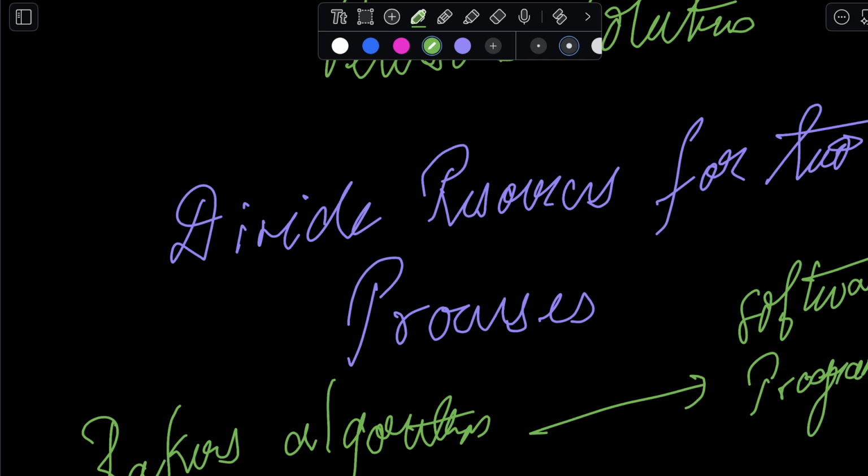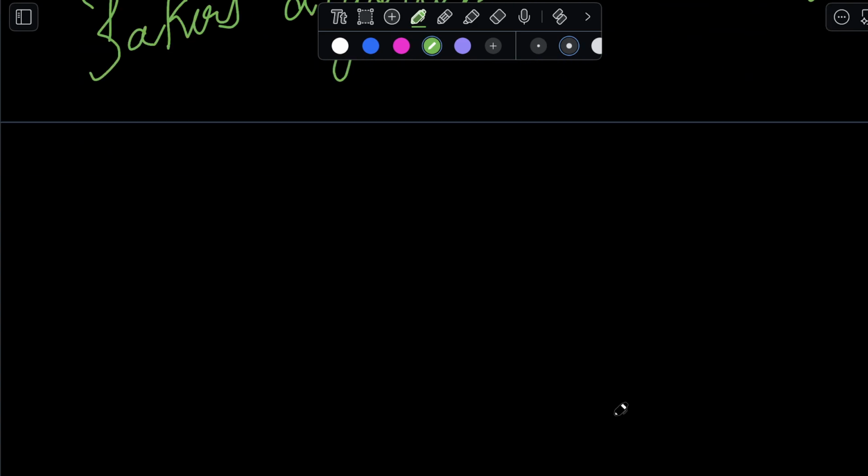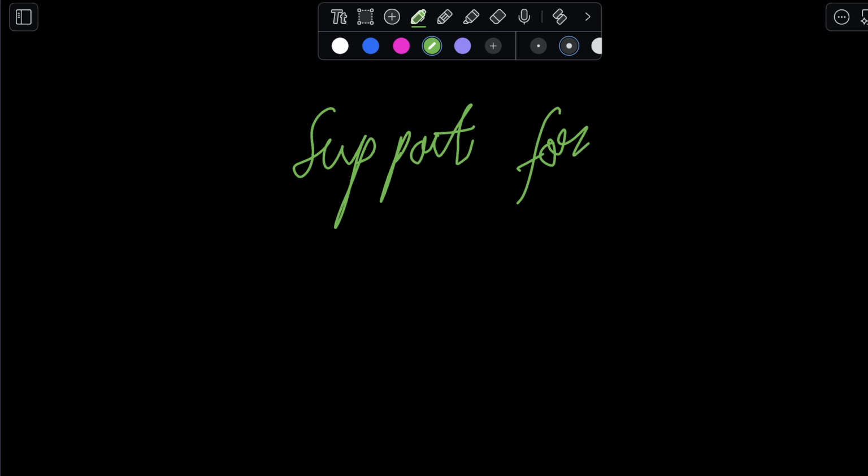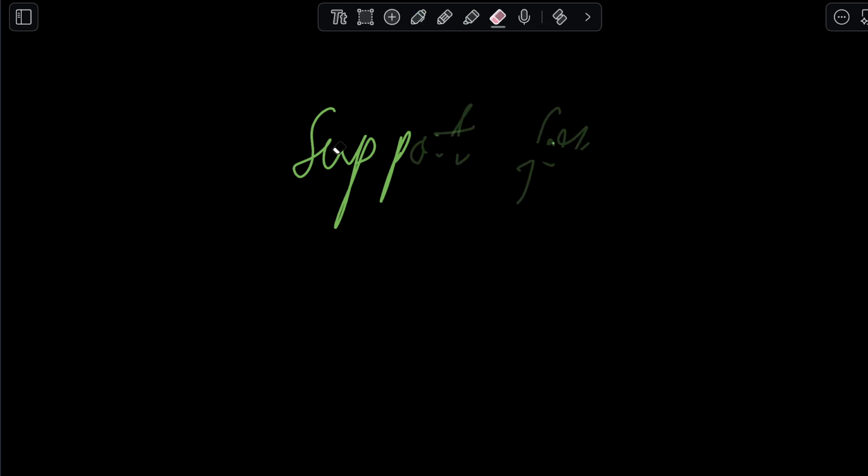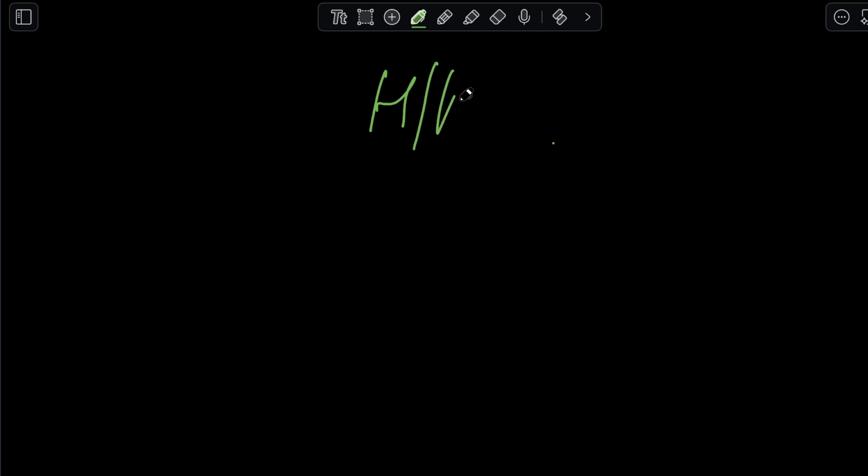And all the processes are able to access the shared resource. Now the next thing that we are going to study here is hardware synchronization. So we say support for hardware synchronization, or achieving synchronization by hardware.